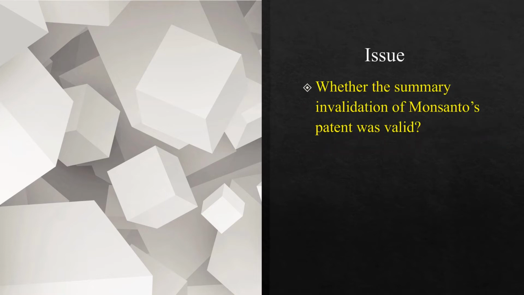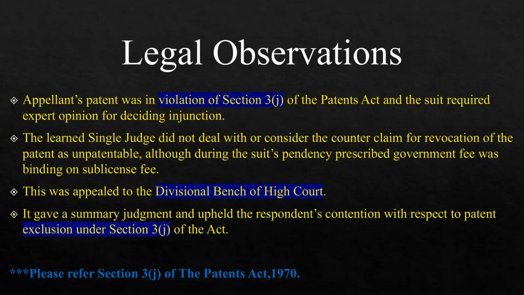Now, what was the issue? Whether the summary invalidation of Monsanto's patent was valid. This was the issue. Now, what were the steps in taking the decision that we will consider? Appellant's patent was in violation of Section 3J of the Patents Act and the suit required expert opinion for deciding injunction.